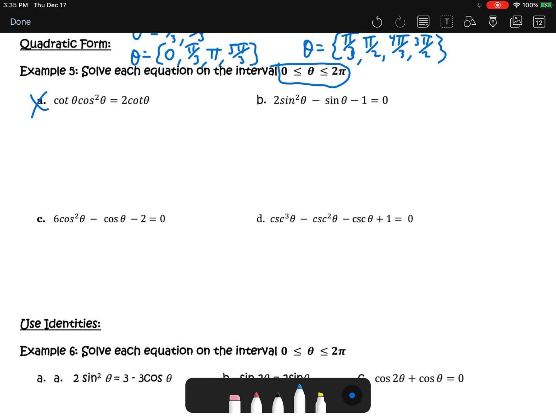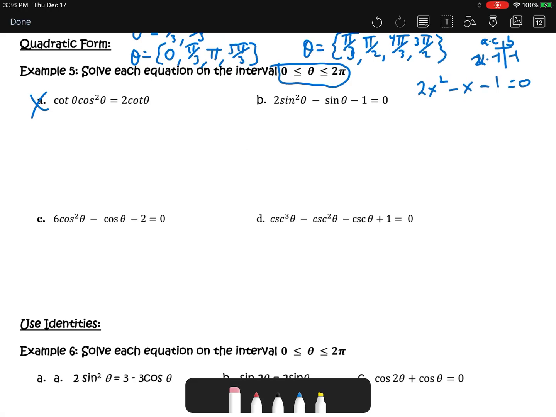Okay, now on B, we have sine and sine. I like that. So what we're going to do is look at this problem in this manner, okay? And if you remember from last year, since A is not 1, now these are quadratics, remember we take A times C and it's got to equal B. So 2 times negative 1 is negative 2, and it's got to add up to negative 1. So what times what gives you negative 2 but adds up to negative 1? Well, that's how we factor it.